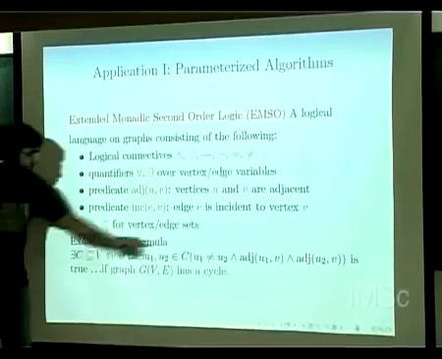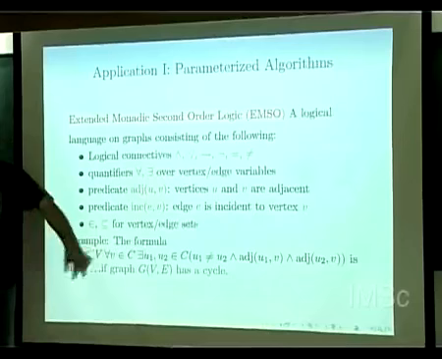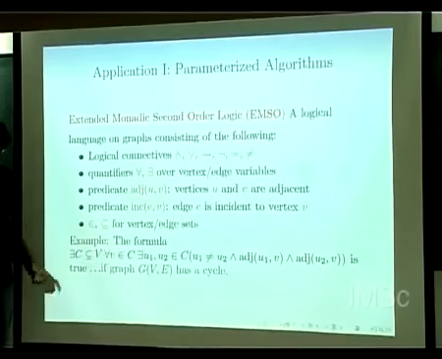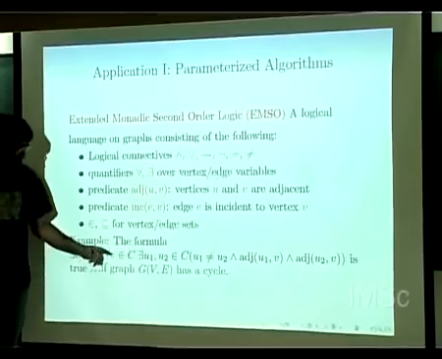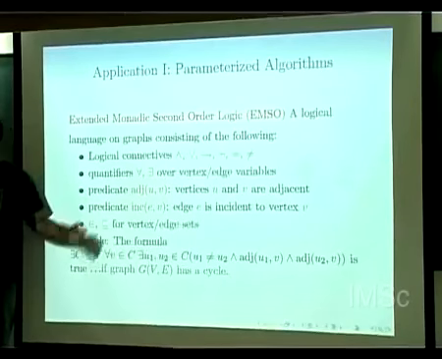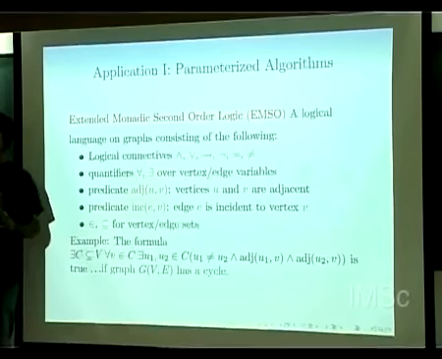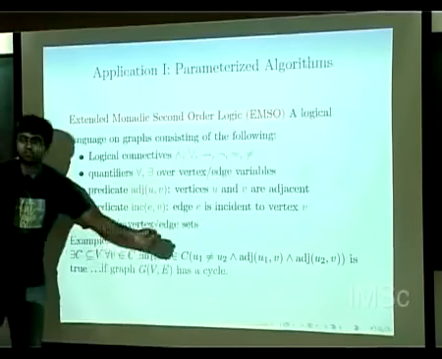what is the size of this formula? Can you count the size of this formula? Like 1, 2, 3, 4, 5, 6, 7, 8, 9, count this. That's the size of the formula. It's a constant size formula, right? I'm able to write whether a graph has a cycle or not by a constant size formula.